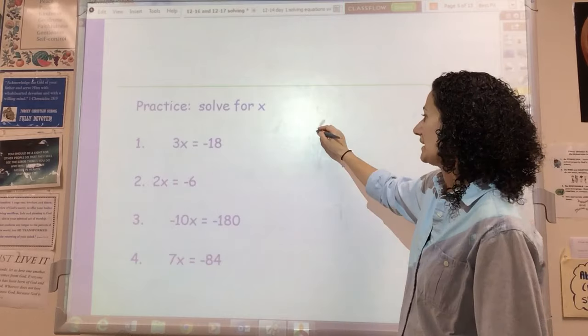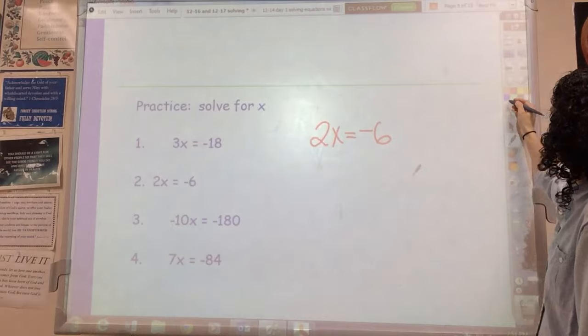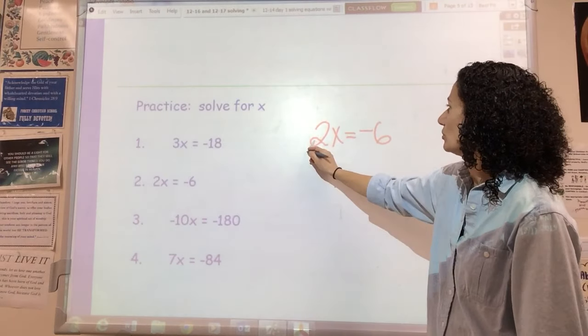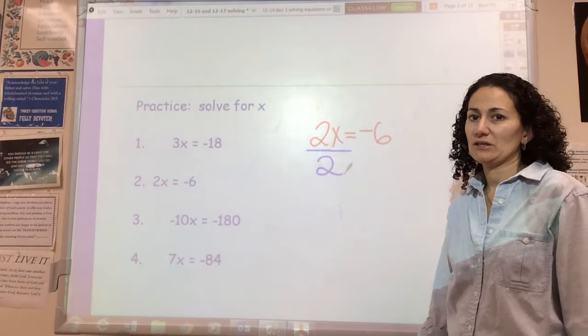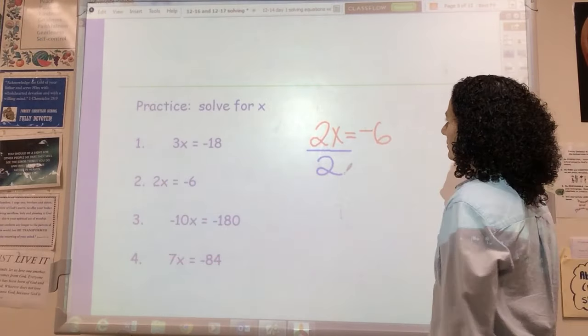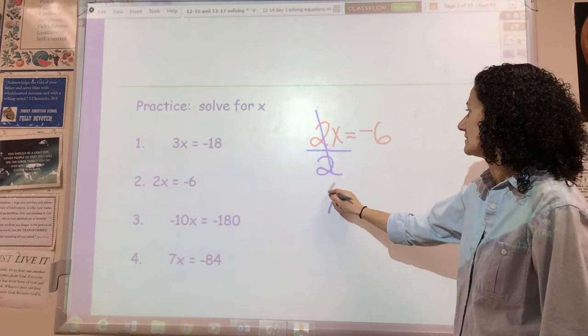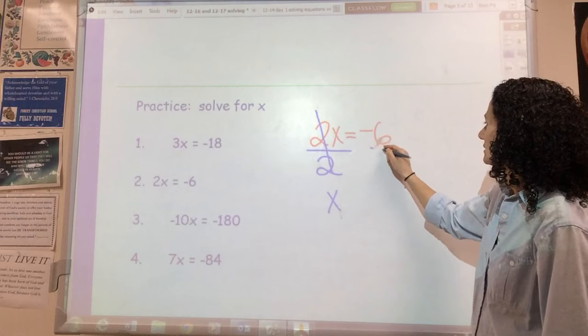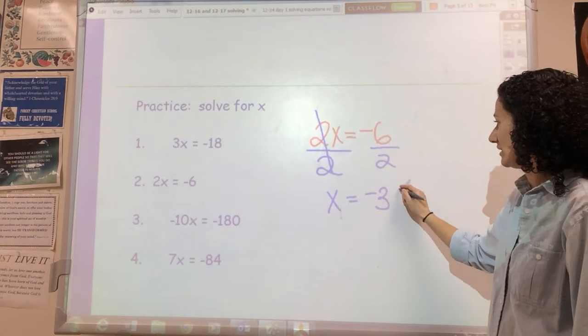In number 2, we had 2x equals negative 6. Again, we have multiplication, so we're going to undo it by dividing. The opposite of multiplication is division. So I'm going to divide by 2. So that cancels. 2 divided by 2 is 1x. X is now alone. Divide the other side by 2, and that gives me negative 3.